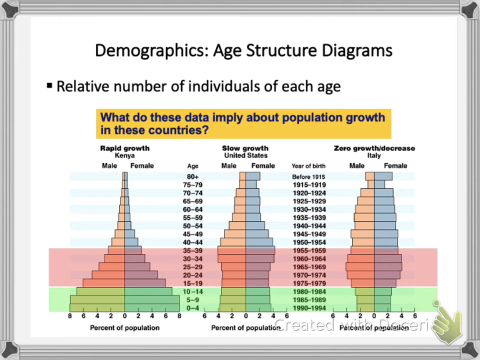So here let's look at demographics. We're going to look at age structure diagrams. Now, the United States and other developed countries, like those in Europe and like Italy, tend to have slow population growth or sometimes even zero population growth. So let's take a look at these diagrams and make sure we understand what they're showing. They're showing the relative number of individuals of each age.